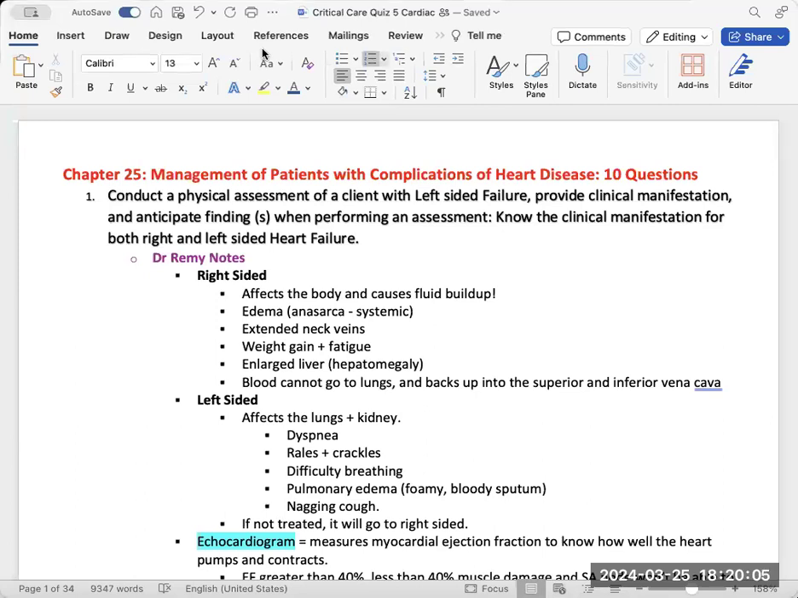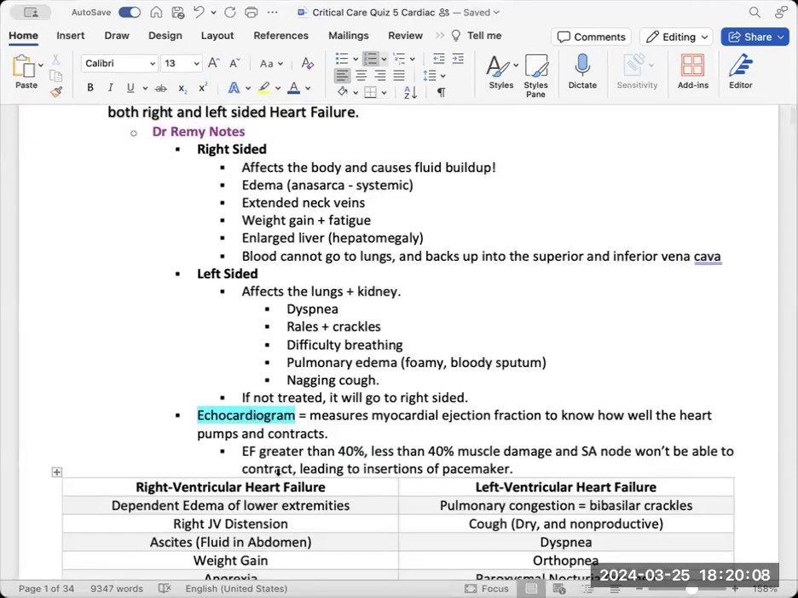Whereas with left-sided heart failure, we said it backs up into the lungs, so we're going to have pulmonary complications such as dyspnea, rales and crackles, difficulty breathing, pulmonary edema, where we could see pink, frothy, or bloody sputum, and a nagging cough. Now, the other thing that I mentioned before is, as I said, the kidneys take about 25% of our blood flow.